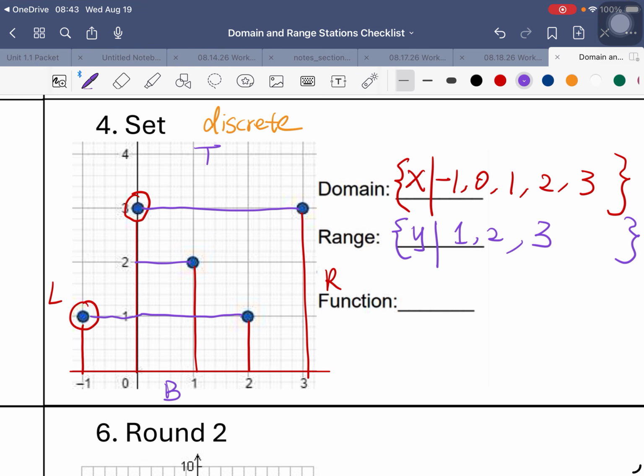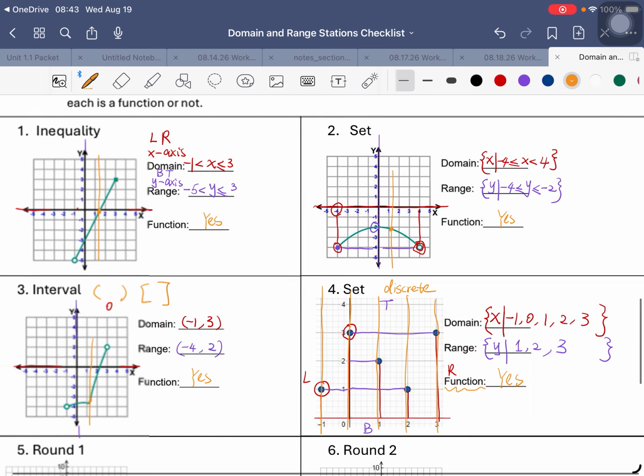This is my range. Now let's do the vertical line test to determine if it's a function. I'm going to draw a vertical line across the graph. And I see each vertical line only touches the graph once, so it is a function. That's it.